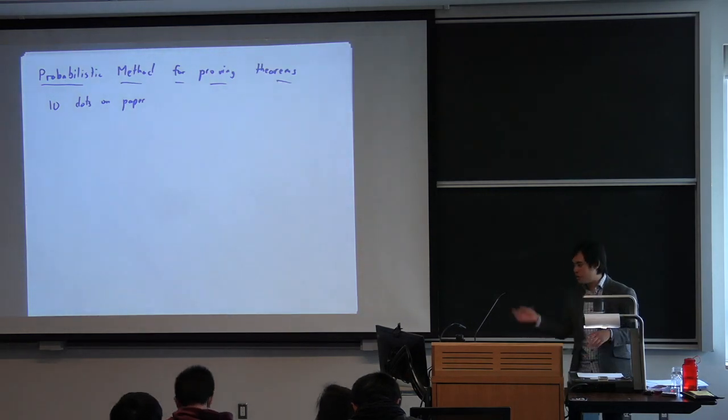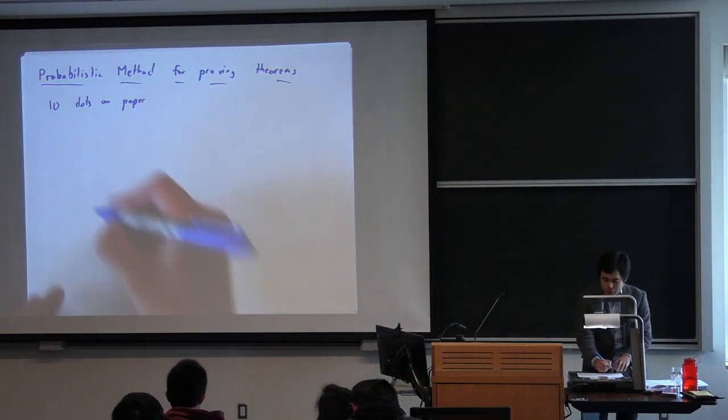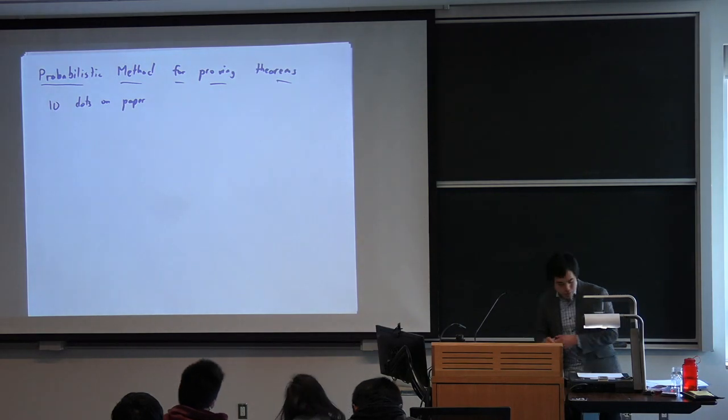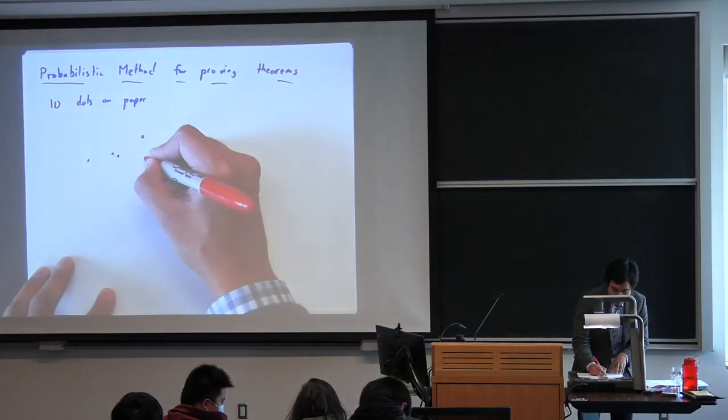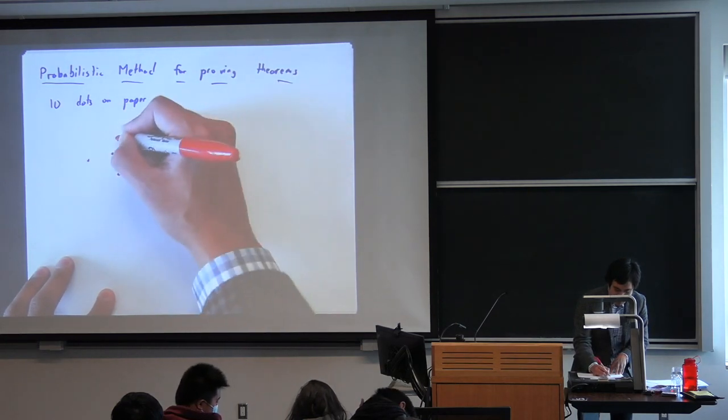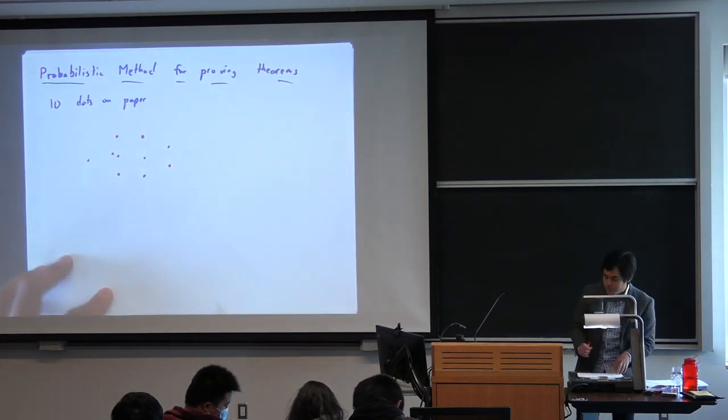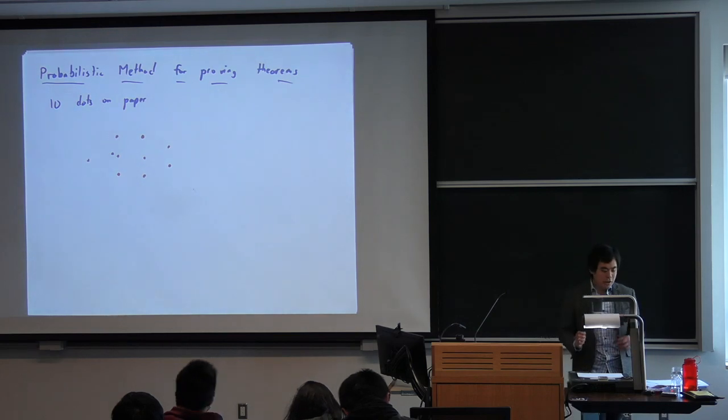If you don't, well, you can come grab paper afterwards and try this. I'm going to draw 10 dots. Let me put them in red. So 1, 2, 3, 4, 5, 6, 7, 8, 9, 10. Okay? So I've now drawn 10 dots.